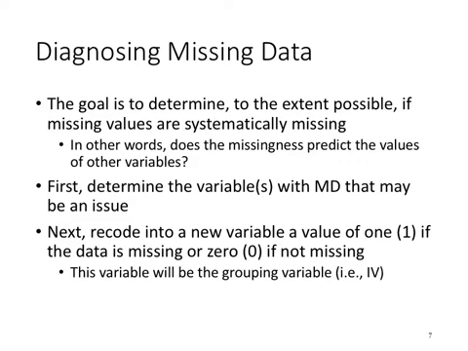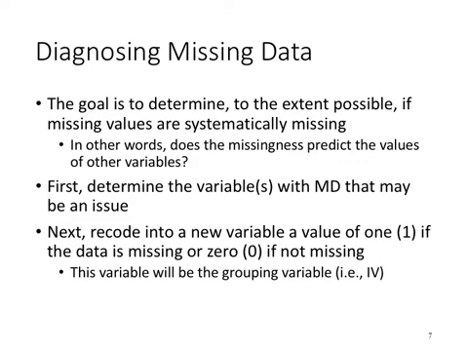we recode, and we talked a little bit about recoding variables the other day, last week. We recode into a new variable a value of 1 if the data is missing, or a 0 if not. So we create a new column or vector of data, and that vector is going to be a 1 or a 0. It's going to be a 1 if it's missing on the variable that you determine you want to work with, and a 0 if it's not missing. And so that's going to be the grouping variable or independent variable that we're going to use for our analysis.